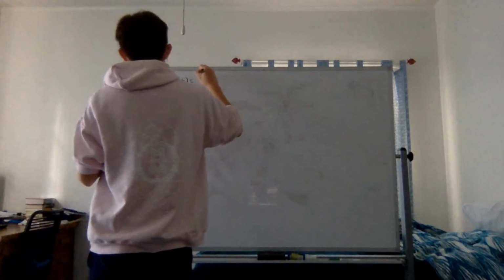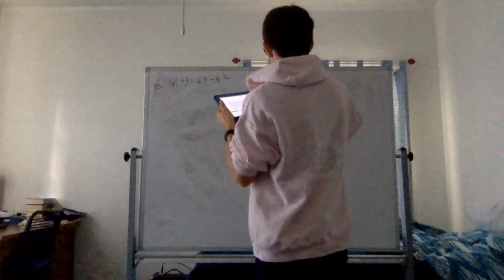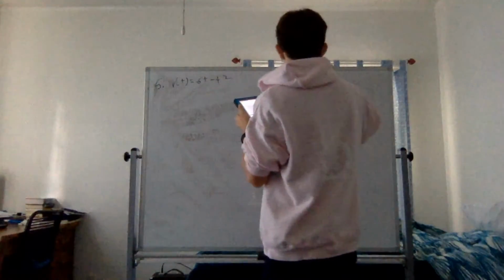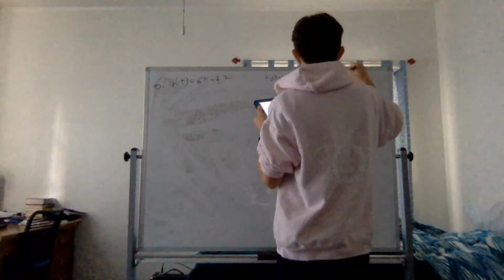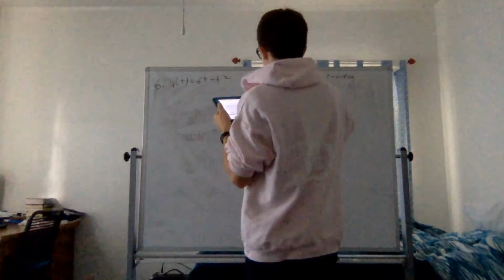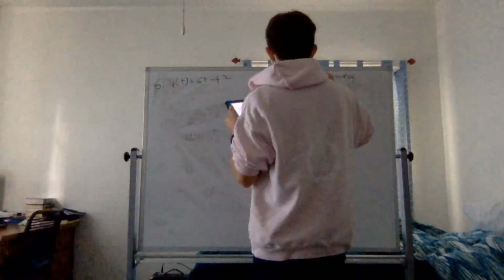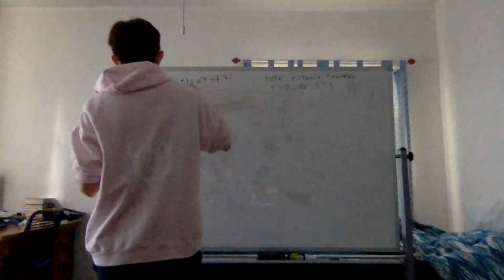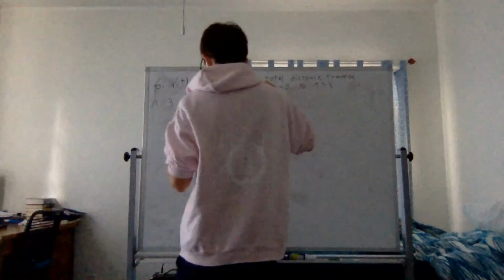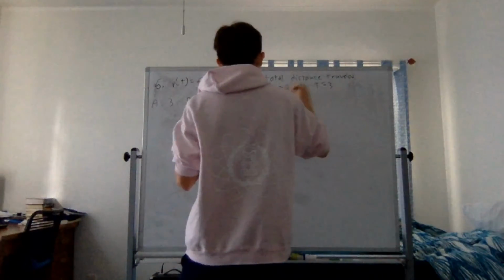Six. A particle moves along the x-axis. The velocity of a particle at time t is equal to 6t minus t squared. What is the total distance traveled by the particle from time t equals 0 to t equals 3? So we got A 3, B 6, C 9, D 18, or E 27.